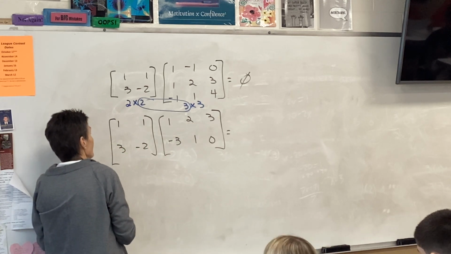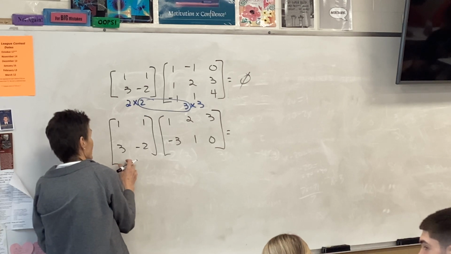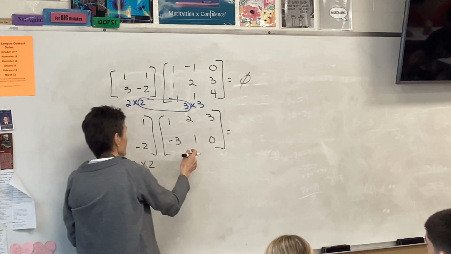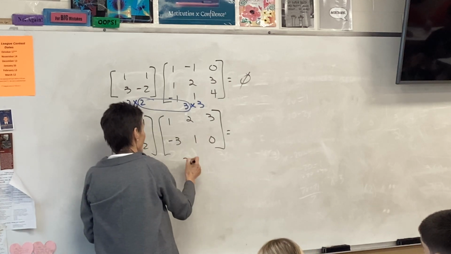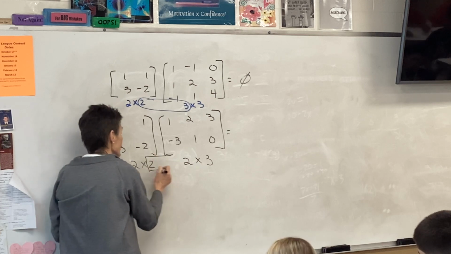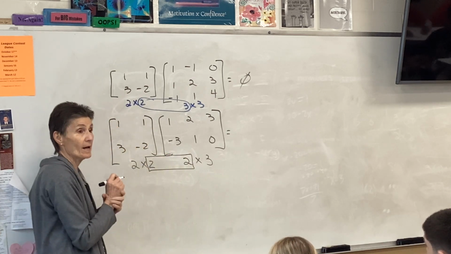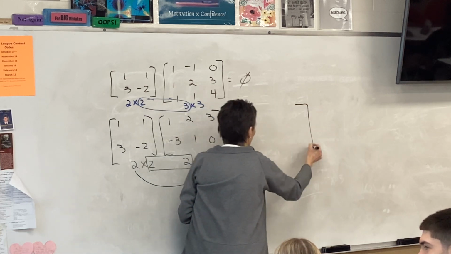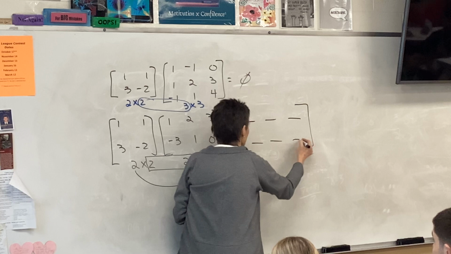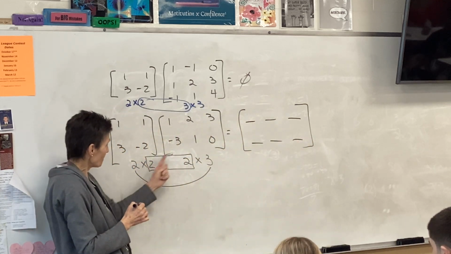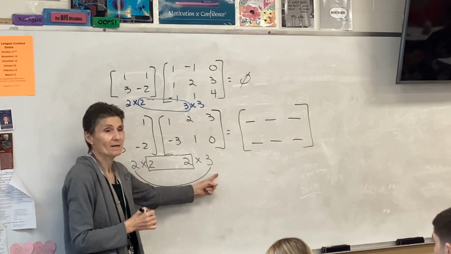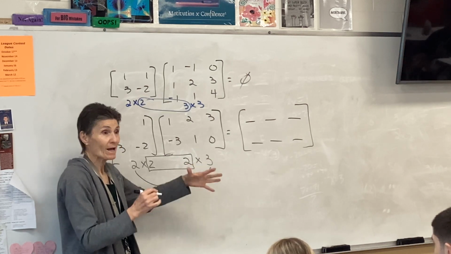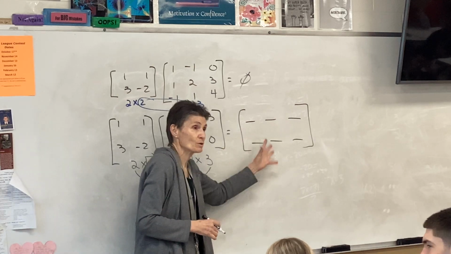Here's the next one. What are the dimensions of this matrix? 2 by 2. And what are the dimensions of this one? 2 by 3. Can these two be multiplied? Yes. And the new matrix, the answer matrix, will be another 2 by 3. Remember, these have to match, and this gives you the dimensions of the answer. Right? So now I have to start figuring out what these numbers are in here.